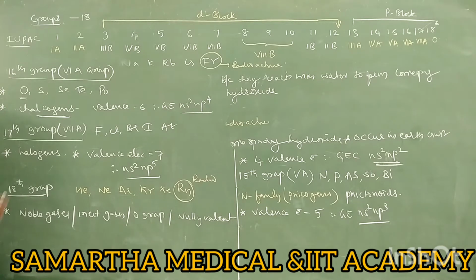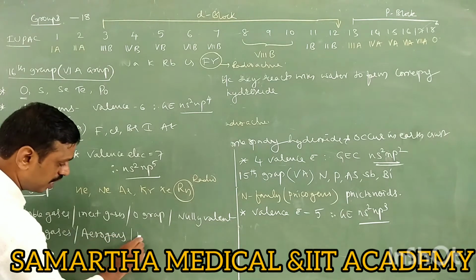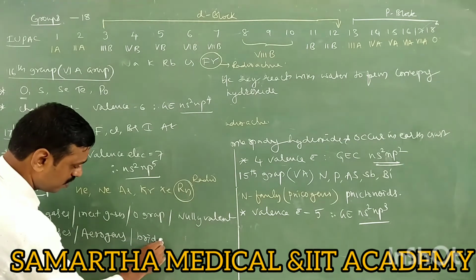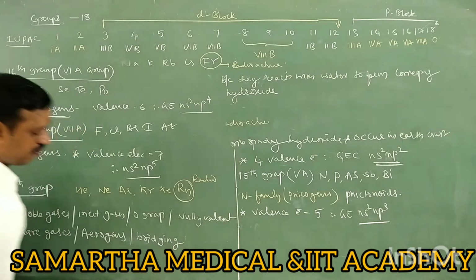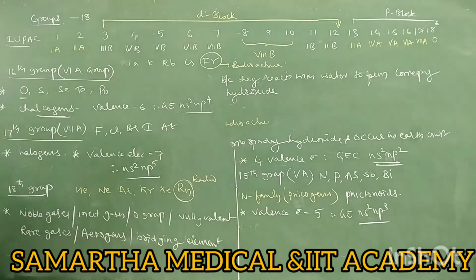Nulli valent. Next, they are also called rare gases, because they occur very rarely. Next, they are also called aerogens. They are also called bridging elements.